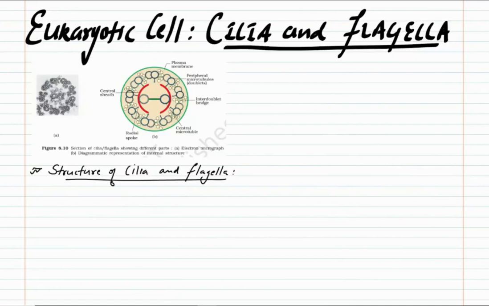In the previous video, we had discussed about cytoskeleton. In this video, we are going to discuss about cilia and flagella. Cilia and flagella are hair-like outgrowths of the cell membrane.